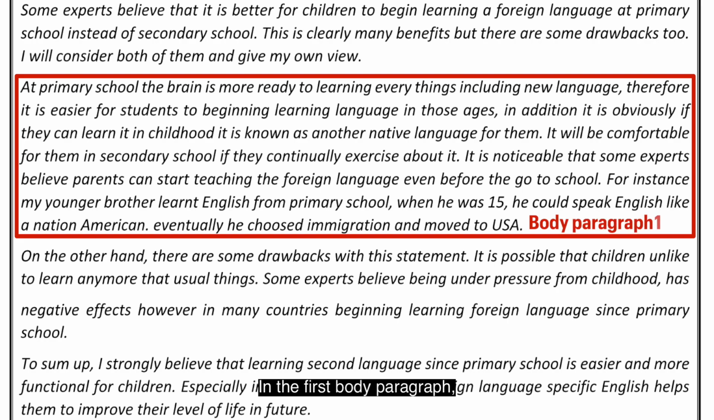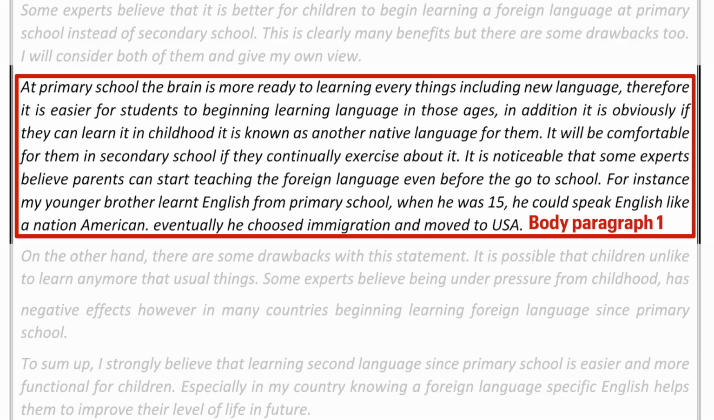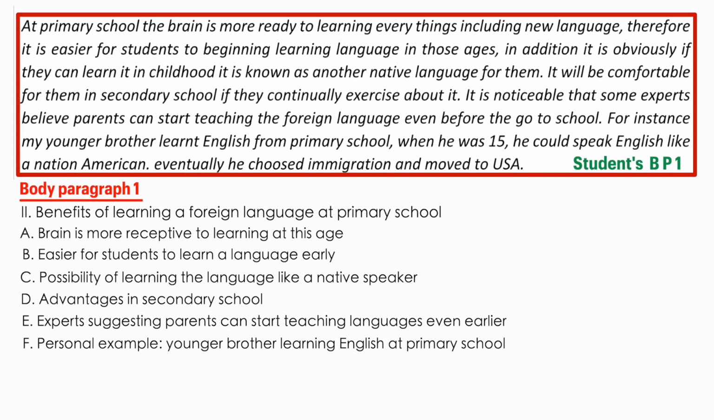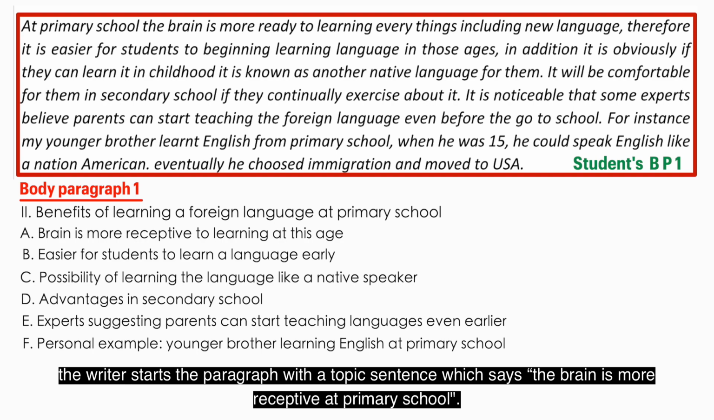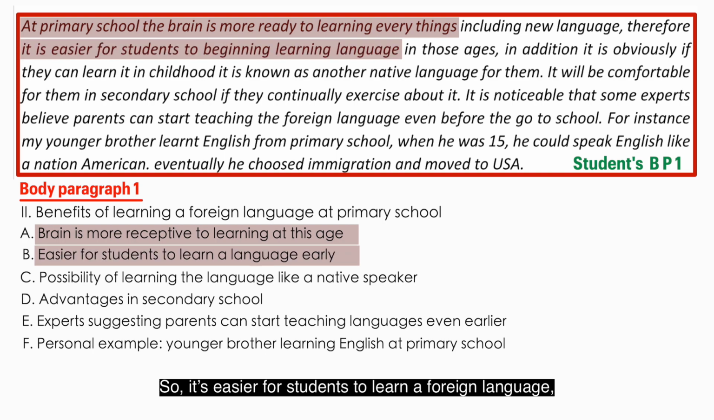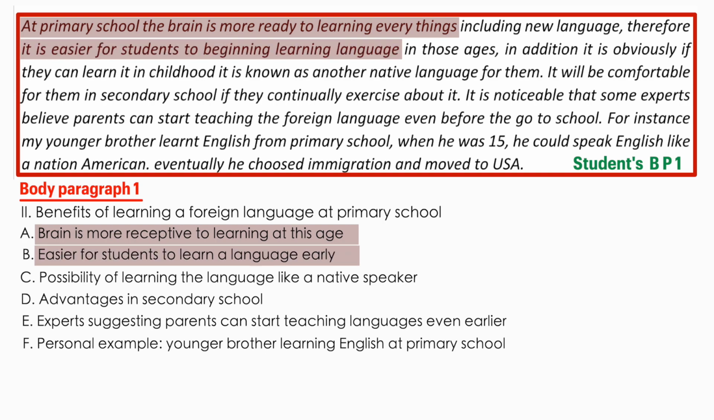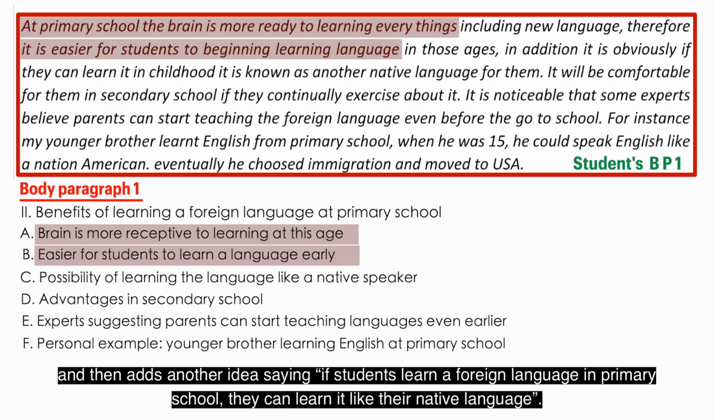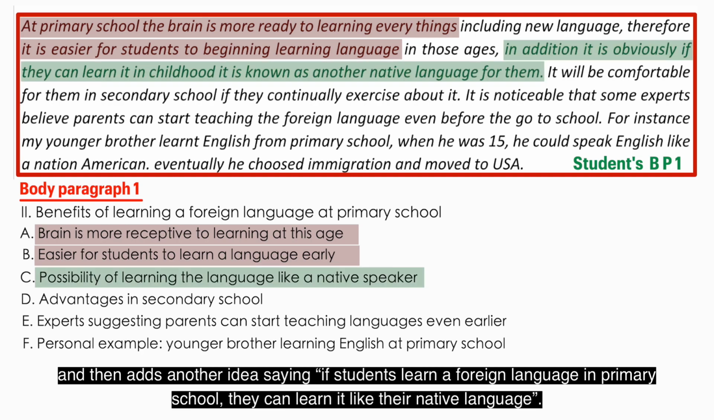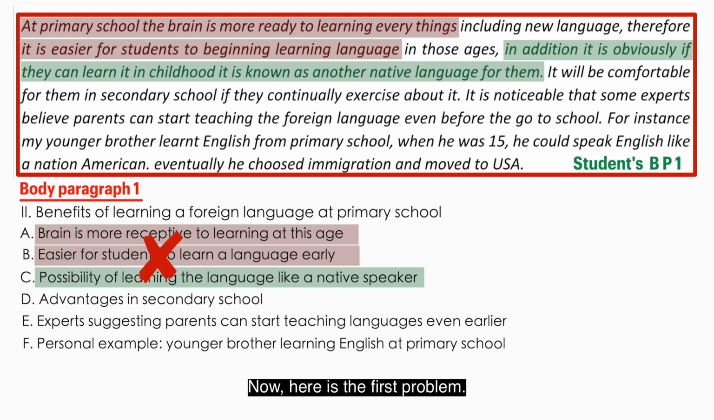Some experts hold the view that children should start learning a second language at elementary school rather than high school. In the first body paragraph, the writer starts the paragraph with a topic sentence, which says, "the brain is more receptive at primary school, so it's easier for students to learn a foreign language." And then adds another idea saying, "if students learn a foreign language in primary school, they can learn it like their native language." Now, here is the first problem.